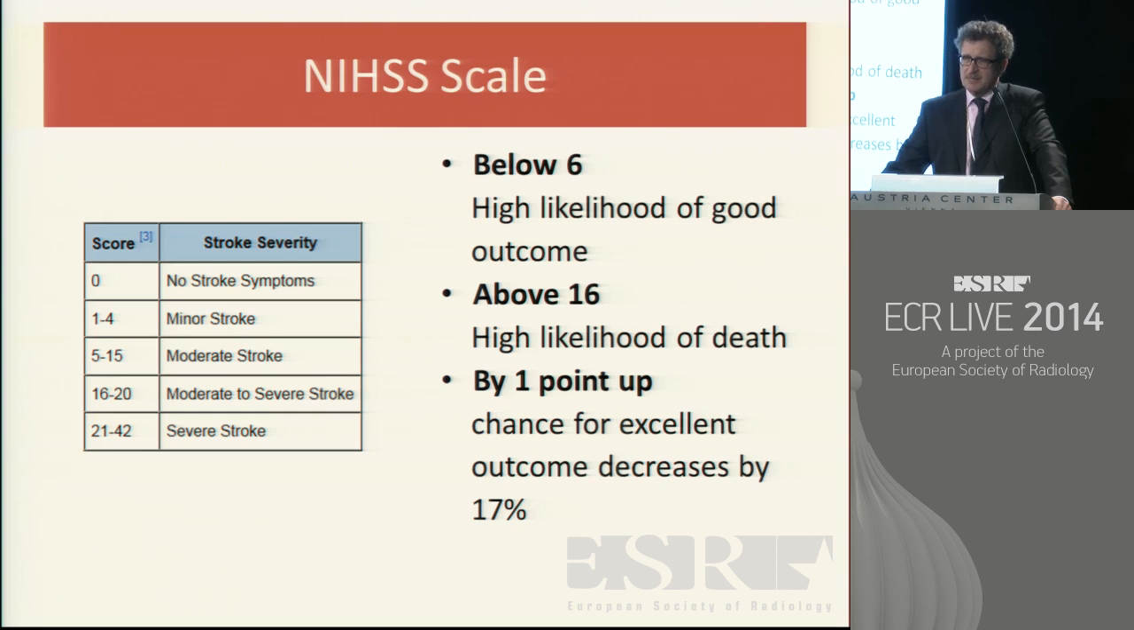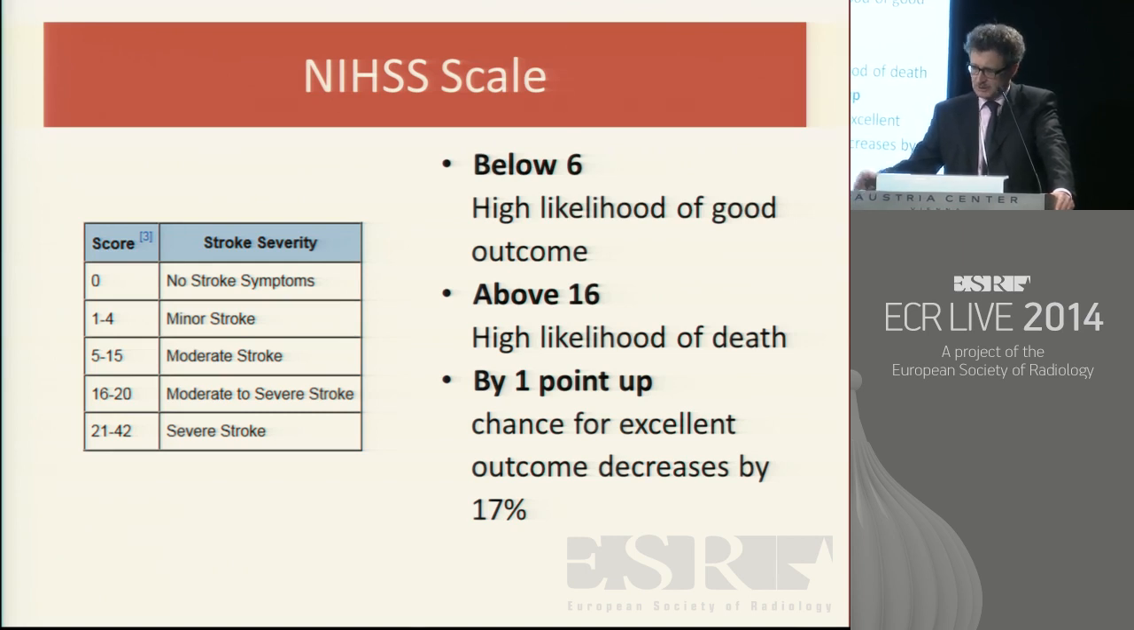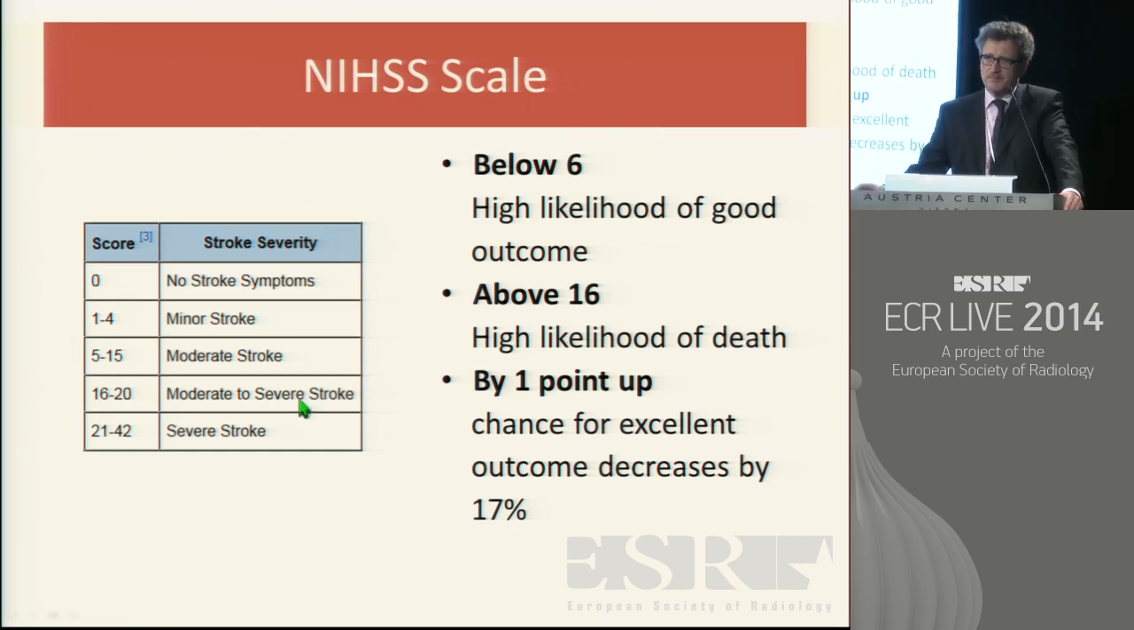And there are some basic sayings. If you have an NIHSS below 6, the prognosis for the patient is probably pretty good. But if the NIHSS is above 16, likelihood of death is high. And with each point up, you will have a decrease in excellent outcome, which I will tell you about later, by 17%. So this gives you some idea about the outcome of the patient once the patient shows up at the emergency room.